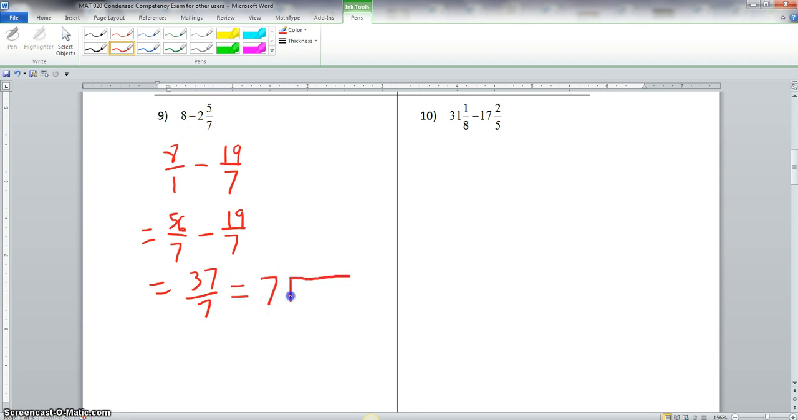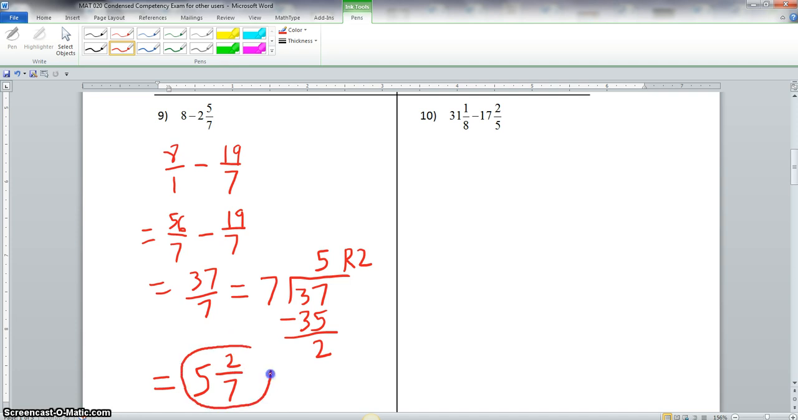So we would take 7 into 37. 7 goes into 37 5 times. 5 times 7 is 35. And 37 minus 35 is 2. So we have 5, remainder 2. So our final answer here is this 5 will be our integer. Our denominator will remain 7. And our numerator will be 2, which is the remainder. So our final answer here is 5 and 2 7ths.